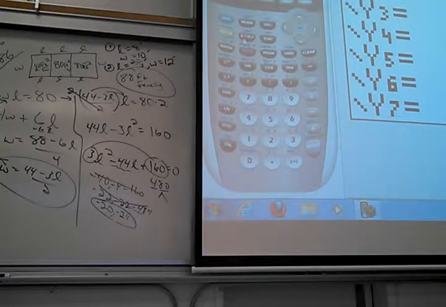So if I put in here x minus 5. So I want to graph the absolute value of x minus 5.